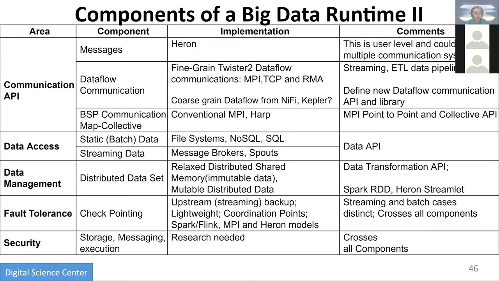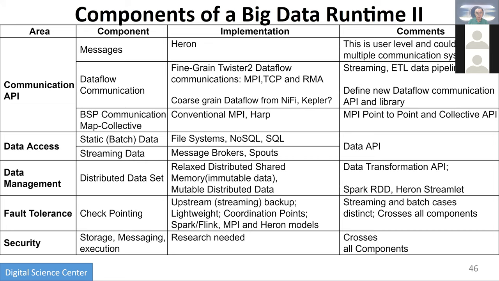So this is the last slide of these two, and these just illustrate the other. These are just effectively the components of a big data architecture. You need to do some communication, and communication here is divided into three types. There is the messaging, which you do in streaming data, where you usually do publish subscribe. You have the data flow communication, which is well supported, for instance, in Spark.